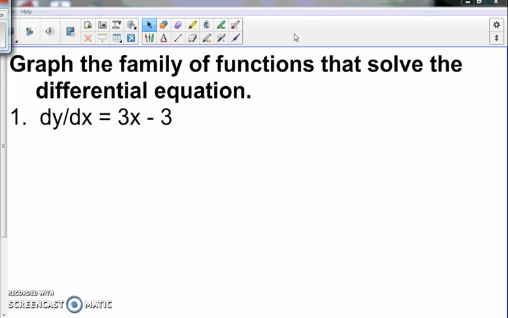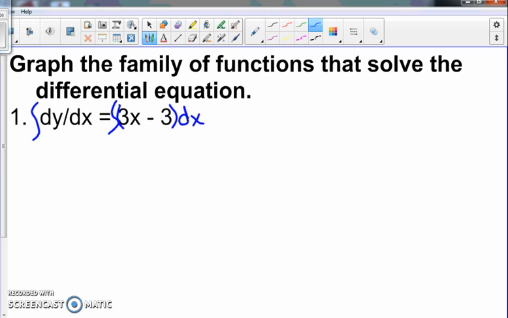So, for example here, if I was to solve this differential equation, just like we did yesterday, I would integrate both sides. The integral of dy dx would just be y. The integral of 3x would be 3 halves x squared. Hopefully you're kind of quick at that. The integral of negative 3 would be negative 3x. And then, of course, I wouldn't want to forget my plus c.